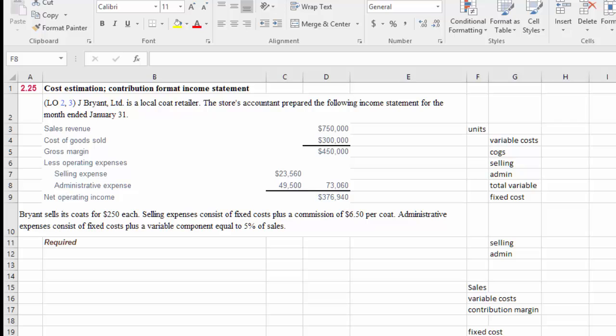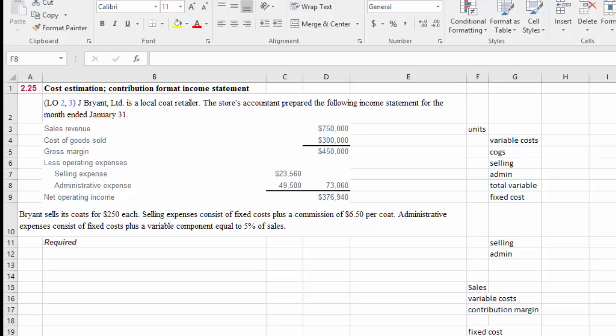So in a problem like this, what we're attempting to do first off is to merge this information from our typical accounting information that we see. What we see here is information that we would generally see in an income statement that's formatted according to generally accepted accounting principles. But what we want to do is format this and separate out the variable cost from the fixed cost.